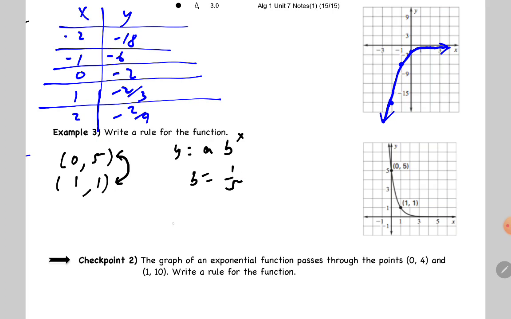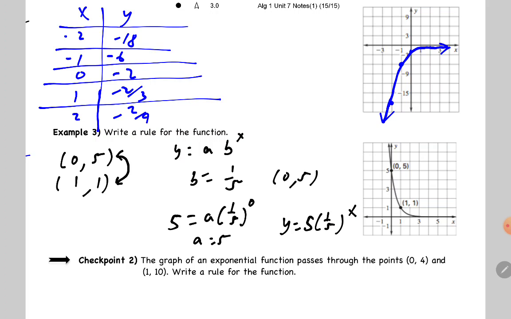Now we're going to use a point. Let's go ahead and use 0, 5, and plug it in for x and y. So 5 equals a, which we're trying to look for, times b, which is 1/5, to the x, which is 0. So a equals 5. So my equation is y equals 5 times 1/5 to the x.